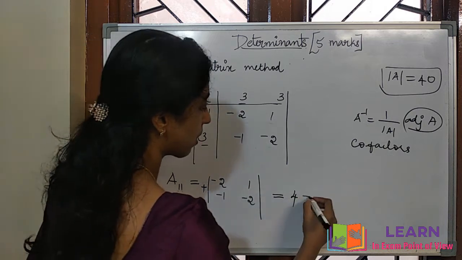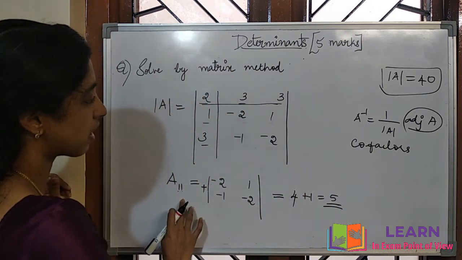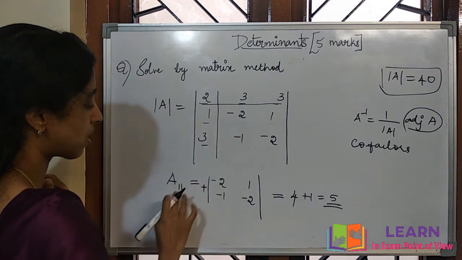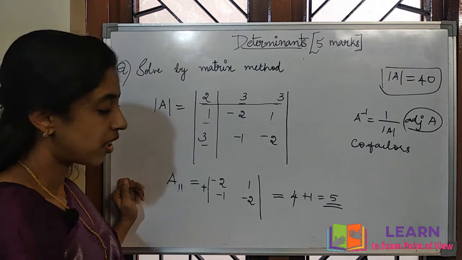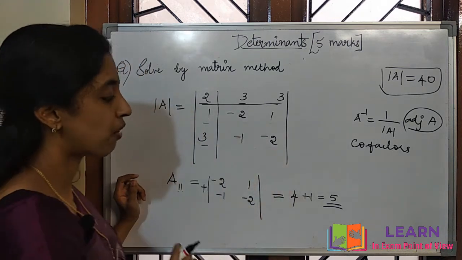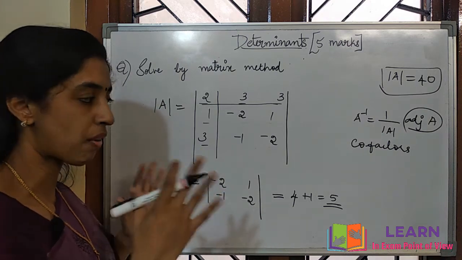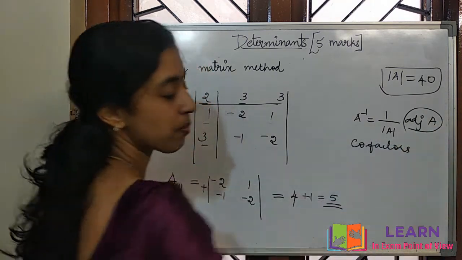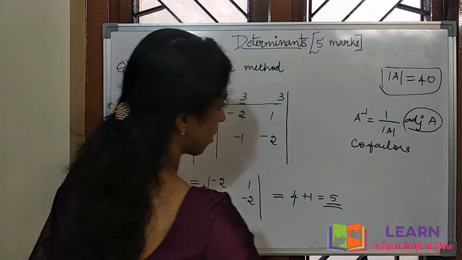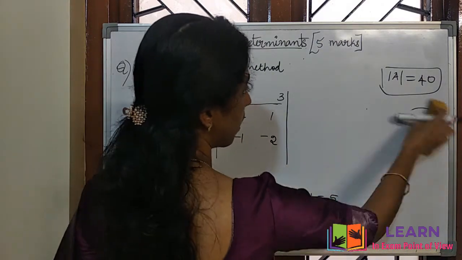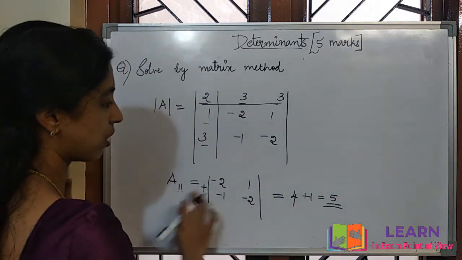Minus it will become plus 1, that is 5 is the first cofactor of this element 2, that is A11. This is called the cofactor. For each element we need to find these cofactors, and taking the transpose of those cofactors is called the adjoint. On solving it will be more clear. So we can find the cofactors for each element. We have found it for A11.